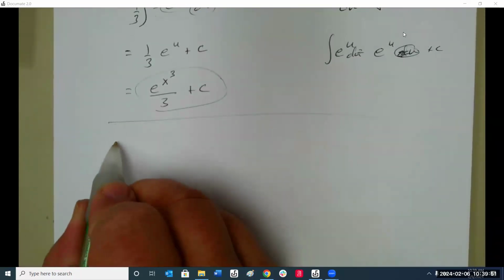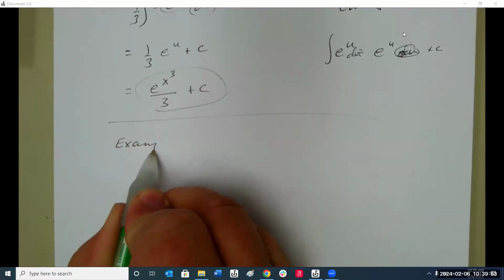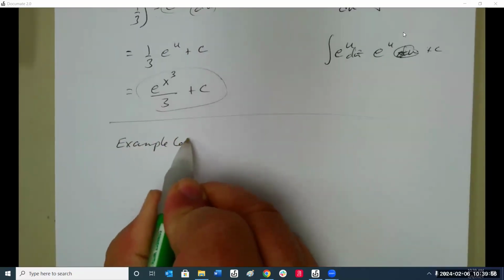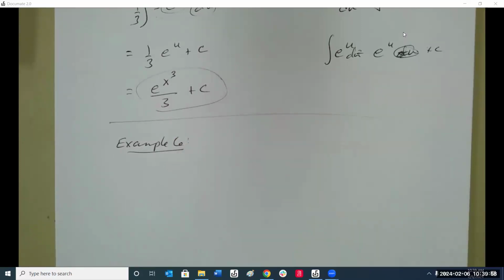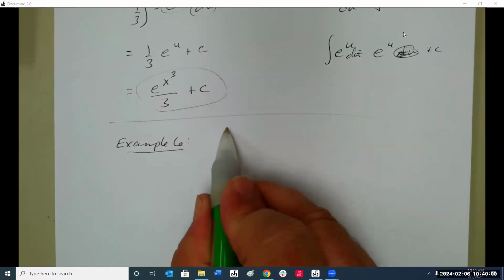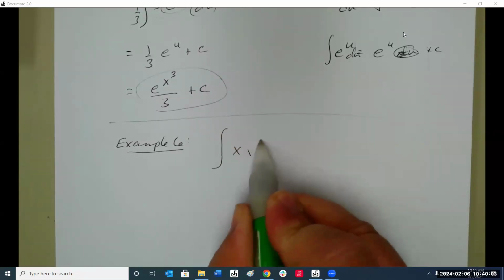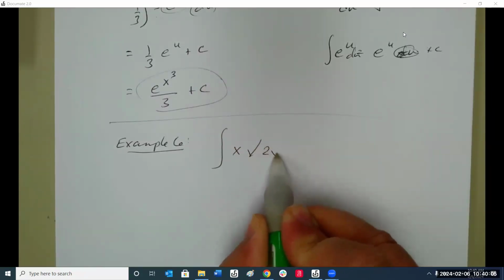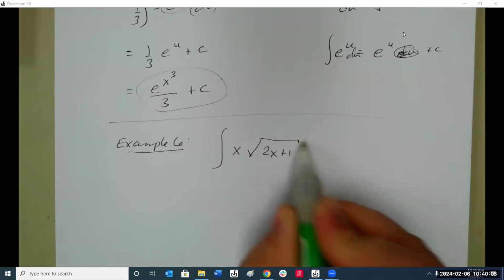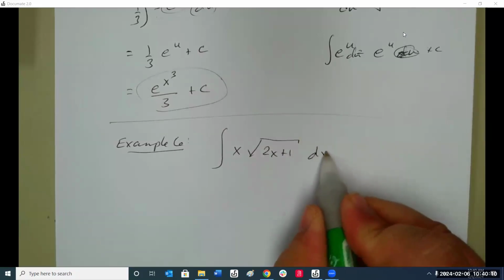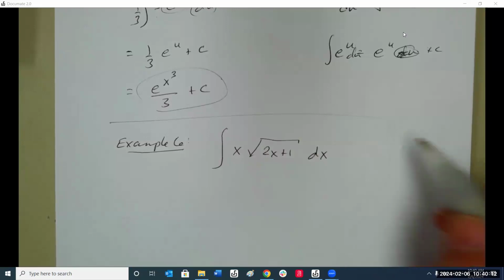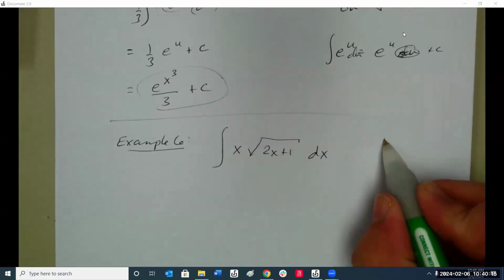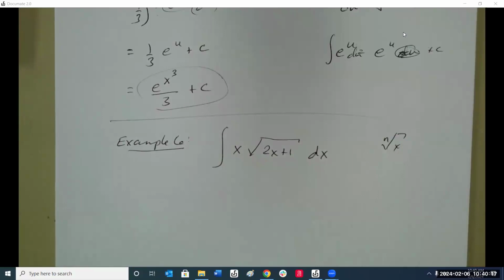Example 6. Evaluate x radical 2x plus 1. Is radical just for square root? Yeah, it's an nth root radical. That's what that is.